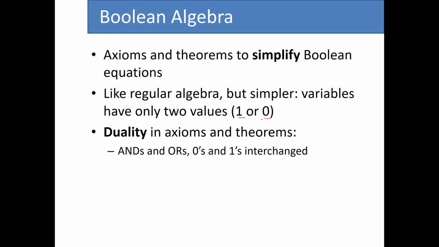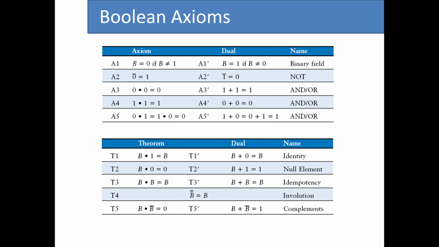There is a concept of duality in axioms and also theorems, in which ANDs and ORs and zeros and ones are interchanged. So if you have an axiom, you can create its dual by changing any AND that you have to OR, or any 0 that you have to 1. The same is true for theorems too. Now let's go through the basic theorems and axioms that we have.